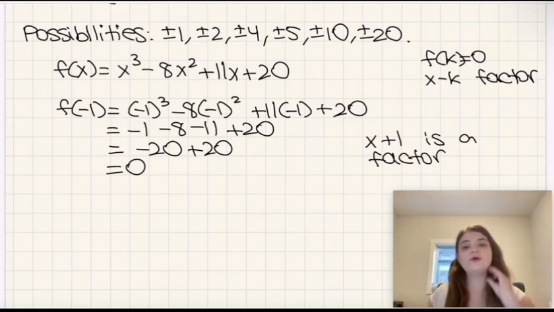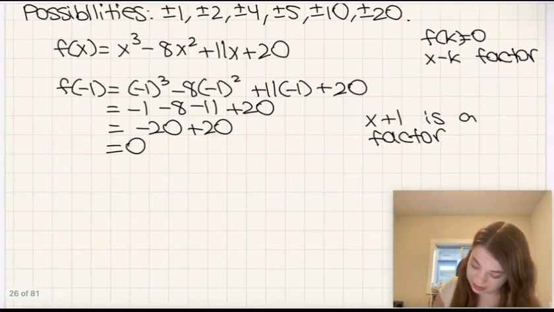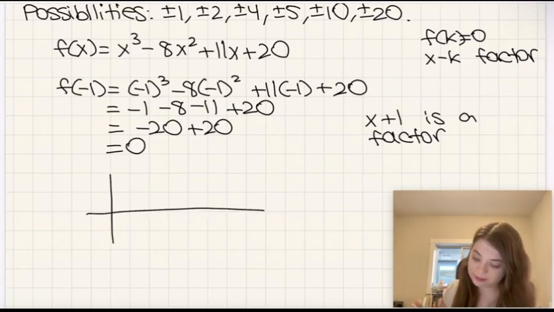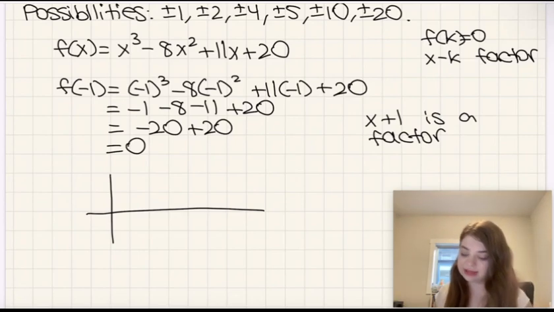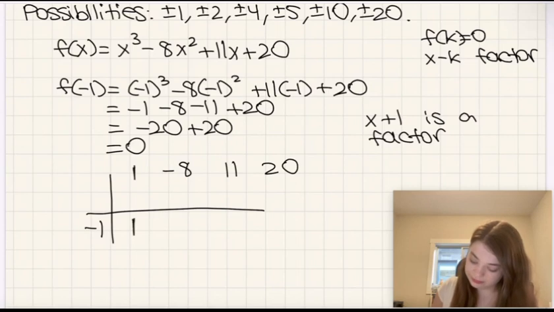Okay, now I'm going to use synthetic division in order to actually figure out what we have left over. If you're unfamiliar with synthetic division, there's a whole video going over that as well. I will go over it here briefly too. So what we're doing is we are going to divide x cubed minus 8x squared plus 11x plus 20 by x plus 1. So I'm going to put negative 1 here, and then I'm going to write my coefficients up here like that. Then I'm going to bring down the 1 and then multiply.